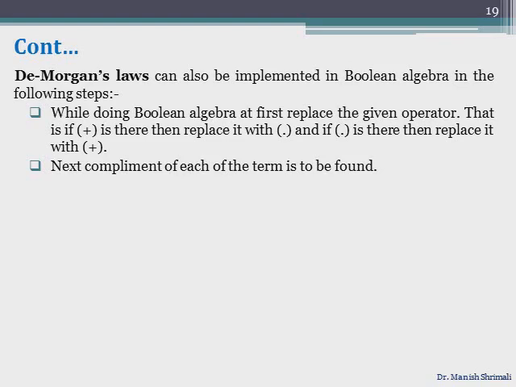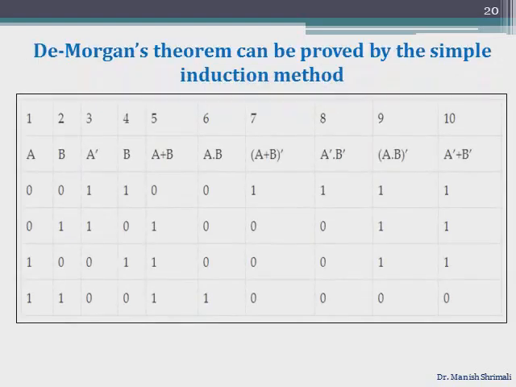So next, in the 7th and 8th columns, you can see the theorem which says A plus B complement is equal to A complement B complement, and from the truth table this is evident. Similarly, from the 9th and 10th columns, the second theorem is proven. So this is how we have proven De Morgan's theorem using the induction method.